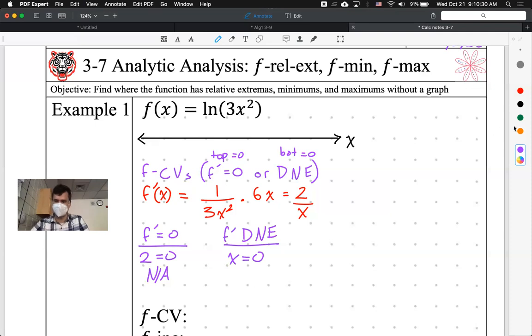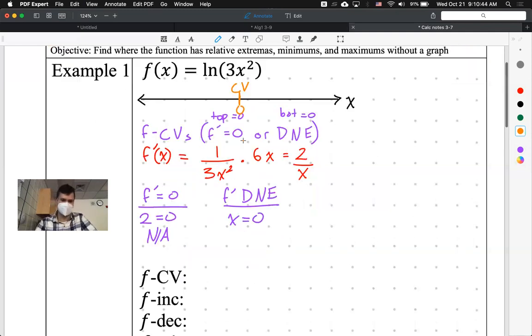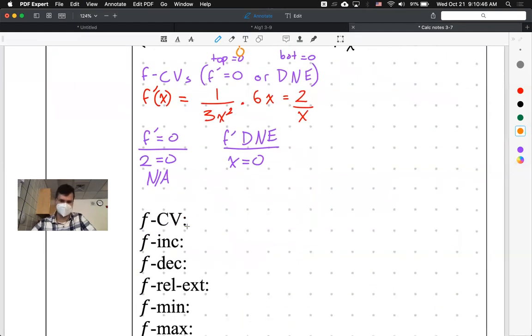Let's label that up here in our graph. We can say right here at, I know we ran out of room there. That's the coordinate zero. That is a CV, a critical value. Okay, so we can come down here and label it as well. That's an FCV. That's at X is equal to zero. That's the information that we found so far. We have to find all of these things.